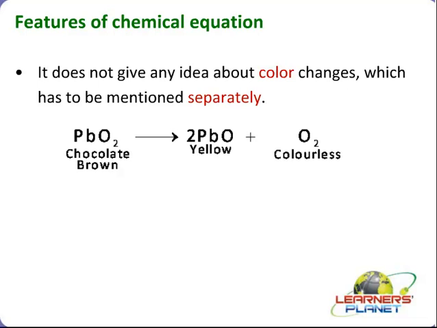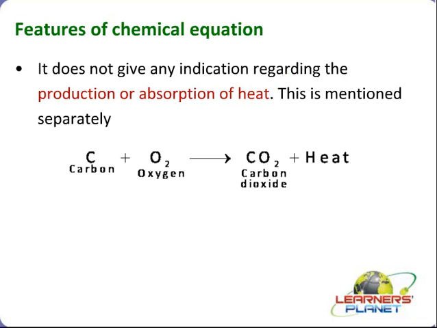Lead oxide is yellow in color, and oxygen is colorless, right? So in order to give additional information, we can write it on the equation itself. Color change can be indicated separately. Now there is another feature of a chemical equation: it does not give any indication regarding the production or absorption of heat. This is mentioned separately.